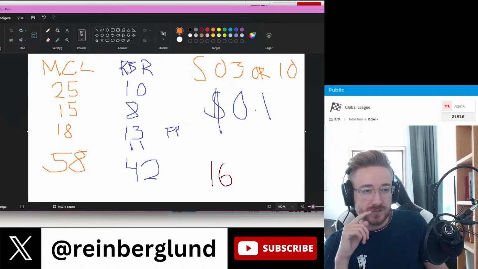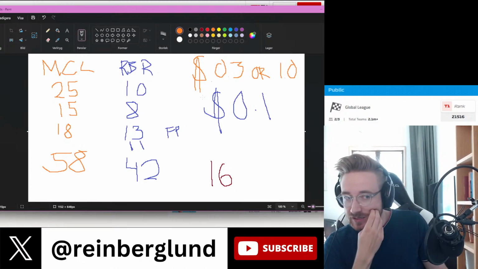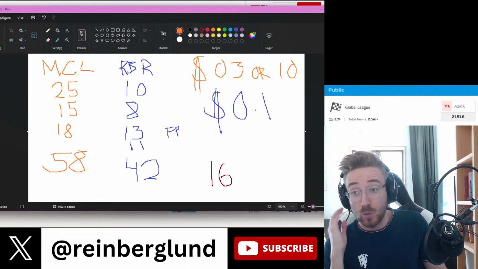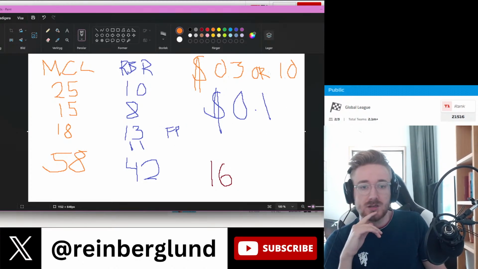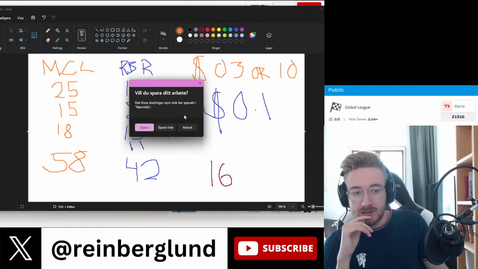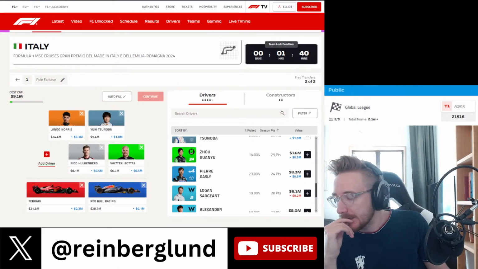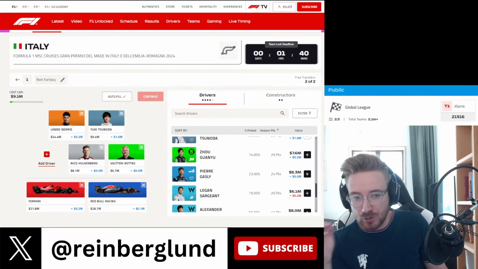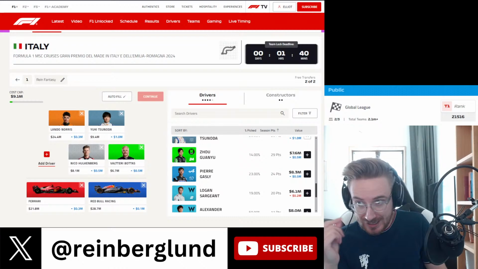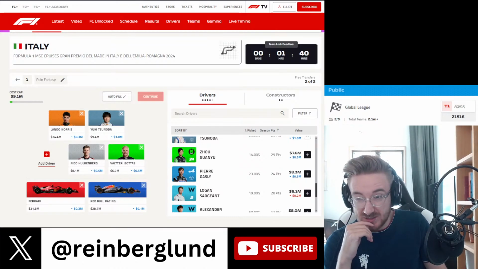Yeah, I apologize for my terrible writing. But this is the difference. Worst case scenario, this is the difference between McLaren and Red Bull. Obviously, if Perez or Verstappen crashes, it's way worse, but you can't calculate that, right? If both McLarens and both Red Bulls finish the race, worst case scenario, Red Bull's 16 points behind.